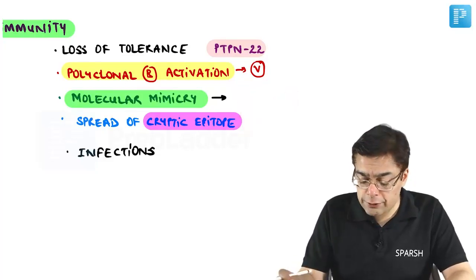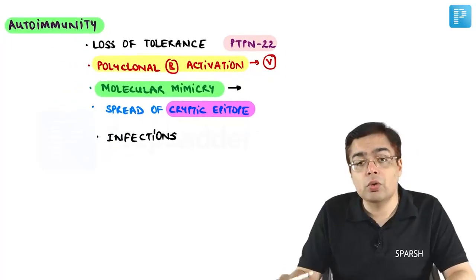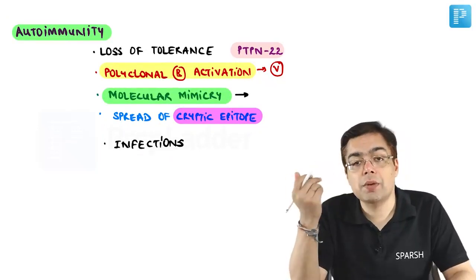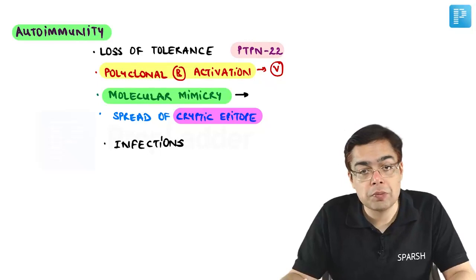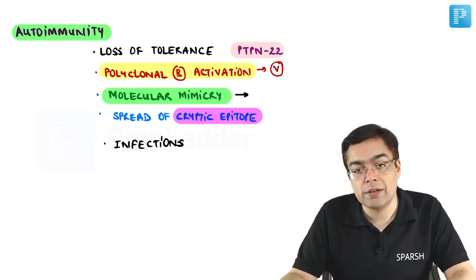And finally, if we talk about infections, definitely infections can increase the risk of development of autoimmune disorders. The reason can be because infections are associated with higher expression of co-stimulatory molecules, and that has been proposed to enhance the risk of activation of the immune cells against self-antigens.